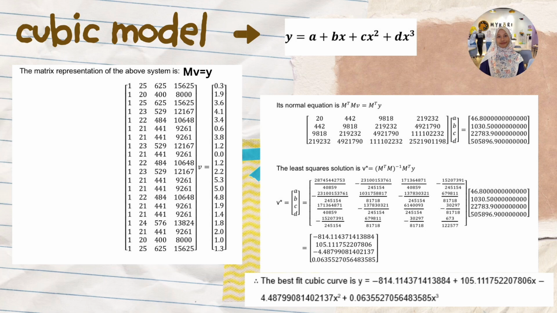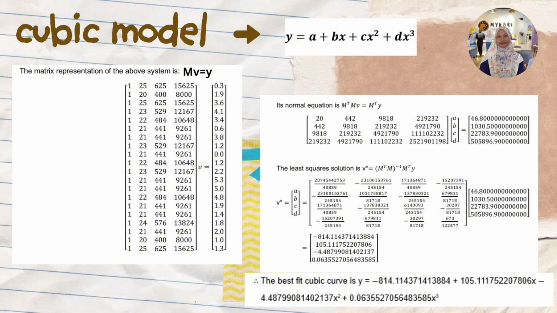Next, we move to the cubic model. We use the general equation for the cubic model, which is y equals a plus bx plus cx squared plus dx cubed. So the matrix representation of the above system is given by the formula MV equals Y. For the M matrix, the first column is always constant, which is 1, the second column is the x value, the third column is the x squared value, and the fourth column is the x cubed value, multiplied by V and equal to Y. Y is our y value from the data.